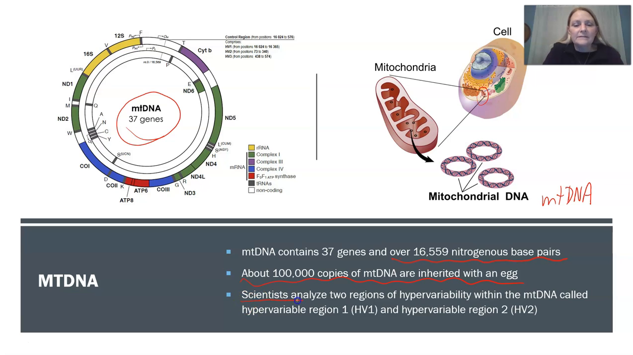And so what scientists do is they analyze two regions within the circular DNA that are called regions of hypervariability. So it's slightly different than a STR, but it's a region that varies from person to person that they can check to see if your mitochondrial DNA matches up with a crime scene or suspect or whatever. Okay, so these two regions, HV1 and HV2.